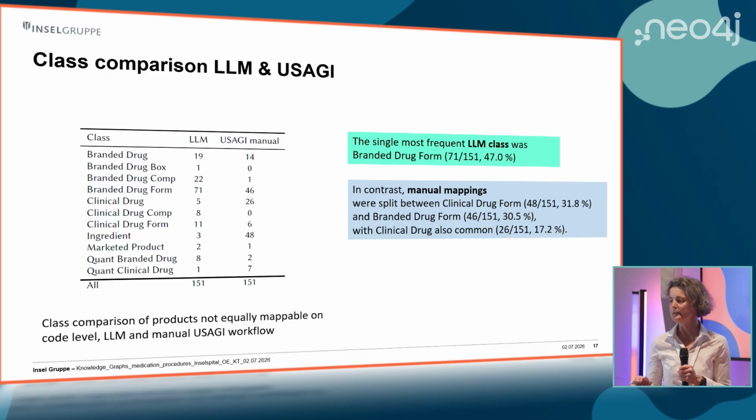And overall, we could show this for the whole mapping of the whole custom list as well, that the two models prioritize the different classes of the concepts in the mapping process.